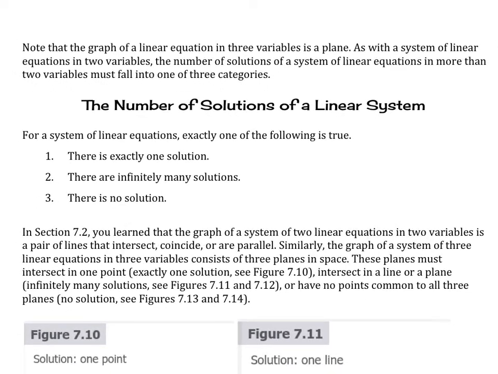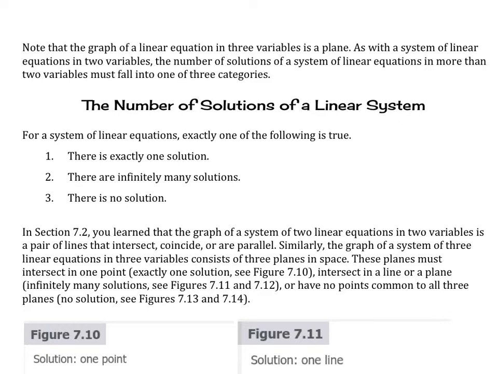Note that a graph of a linear equation in 3 variables is a plane. As with a system of linear equations in 2 variables, the number of solutions of a system of linear equations in more than 2 variables must fall into one of 3 categories. So there is exactly one solution, there are infinitely many solutions, and there is no solution. You learned that the graph of a system of 2 linear equations in 2 variables is a pair of lines that intersect, coincide, or are parallel. So similarly, the graph of a system of 3 linear equations in 3 variables consists of 3 planes in space.